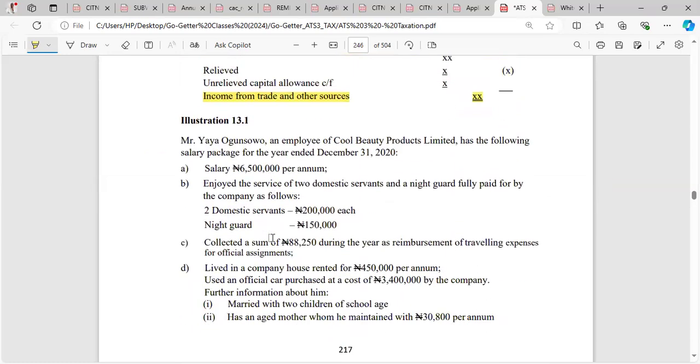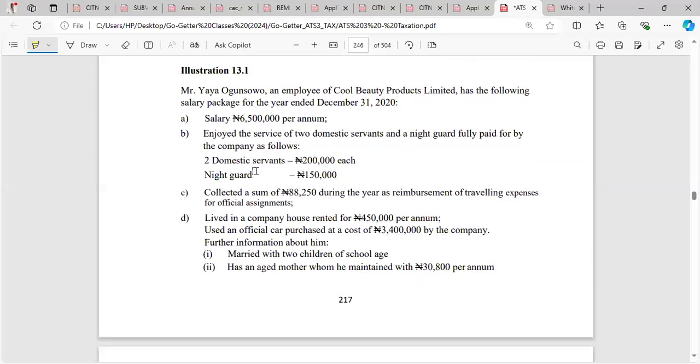All right, so now let's look at an example and let's learn from this illustration how we can solve these kinds of questions. This is illustration 13.1. Now, the name of the employee is Mr. Yaya Ogunshowo. He's an employee of Cool Beauty Product Limited. Now, he has the following salary package. For the mention of the word salary, it means it is an employment income, for the year ended 31st December 2020.